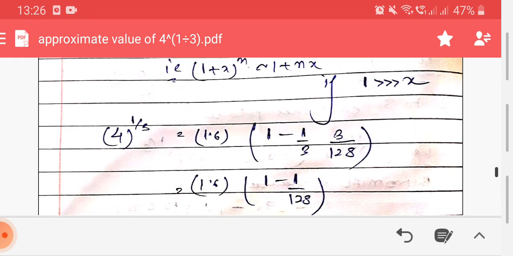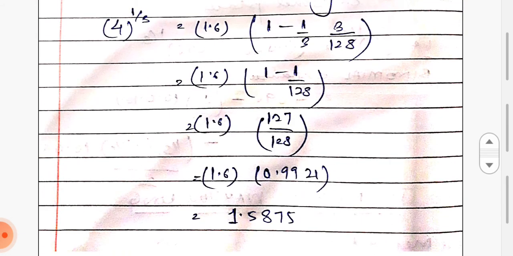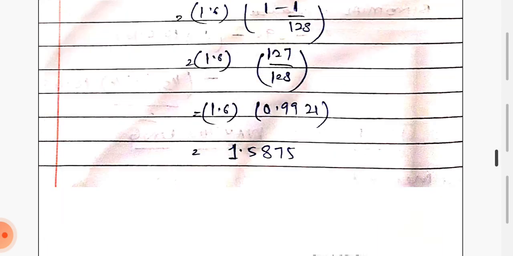So I apply this method using the formulations, and finally you can see the whole calculation in front of you. It is much easier as compared to the direct application of the binomial. It comes out to 1.5875.